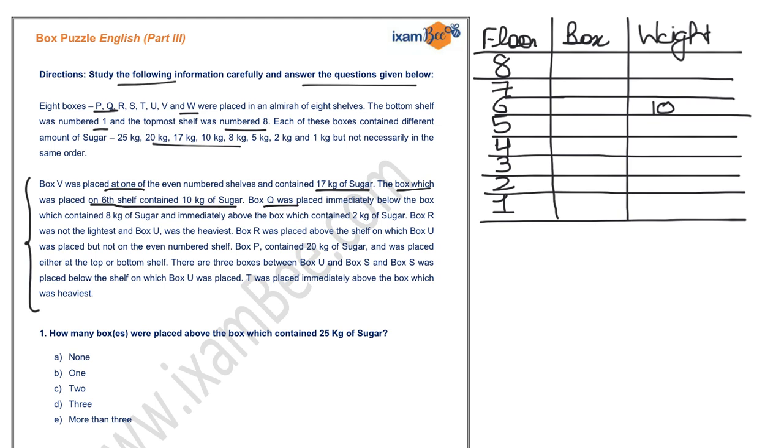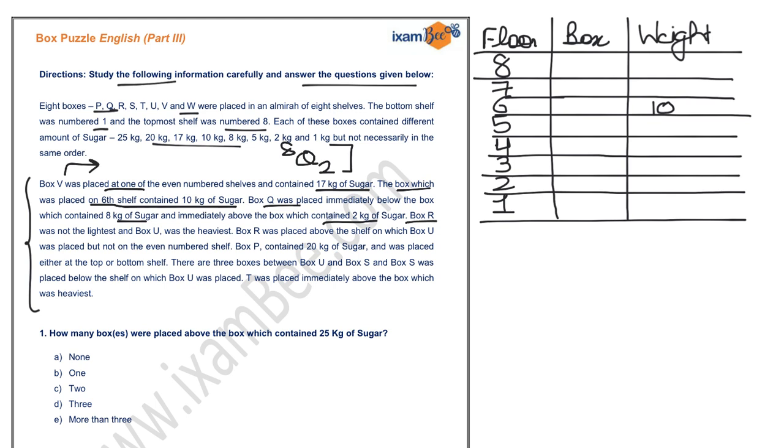Now box Q was placed immediately below the box which contains 8 kg sugar and immediately above the box which contains 2 kg sugar. So you can also write this somewhere: your box Q was placed immediately below the box which contains 8 kg sugar, right? And it is immediately above the box which contains 2 kg sugar. So you can write a small hint over here. Similarly for V you can also write a small hint.